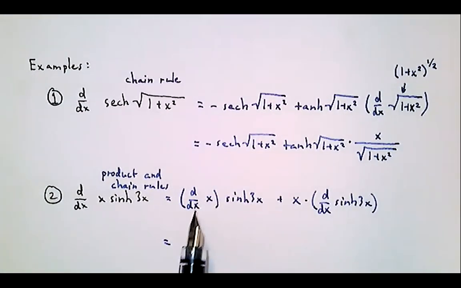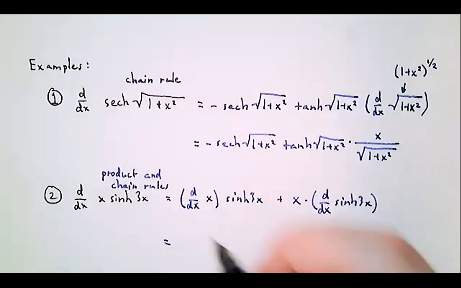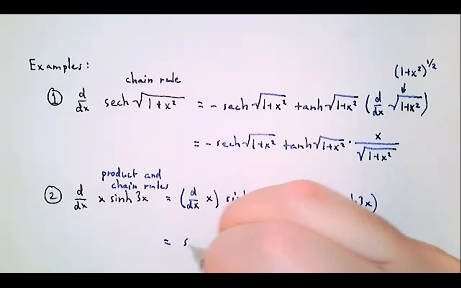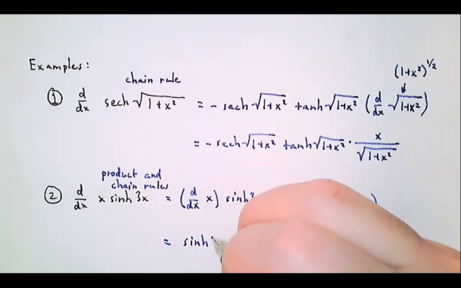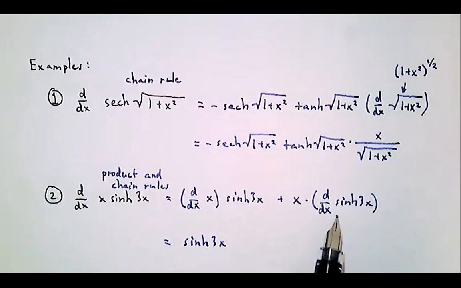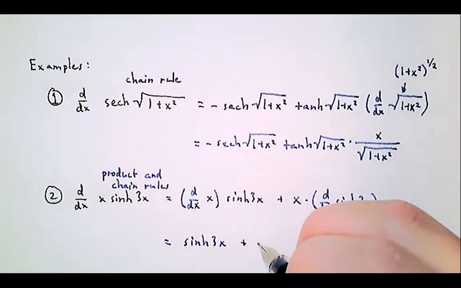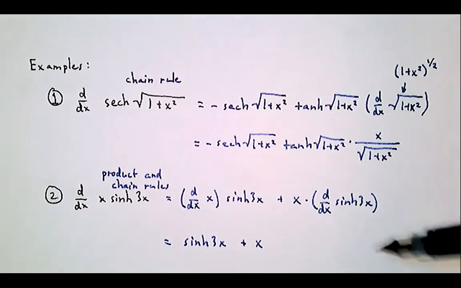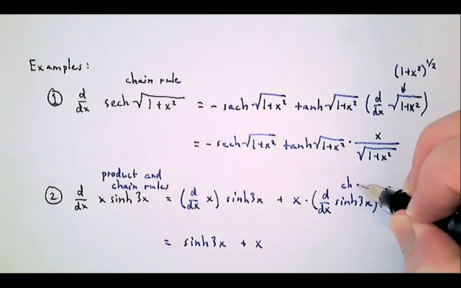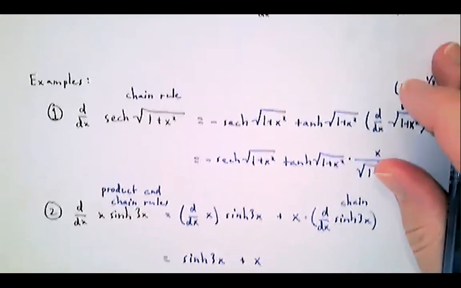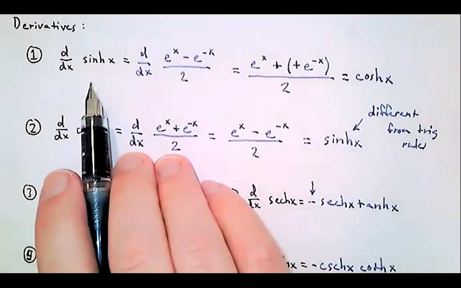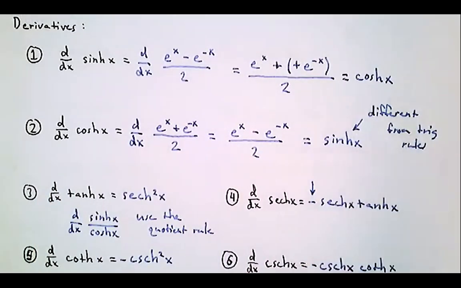So the first part is easy. We know the derivative of x is 1. So all that's left here from the first term is sinh of 3x. And then we just have to deal with this derivative here. So the derivative of sinh, and remember this is the chain rule part of the problem, the derivative of sinh is one of these rules that we learned. It's just the cosh function, hyperbolic cosine.